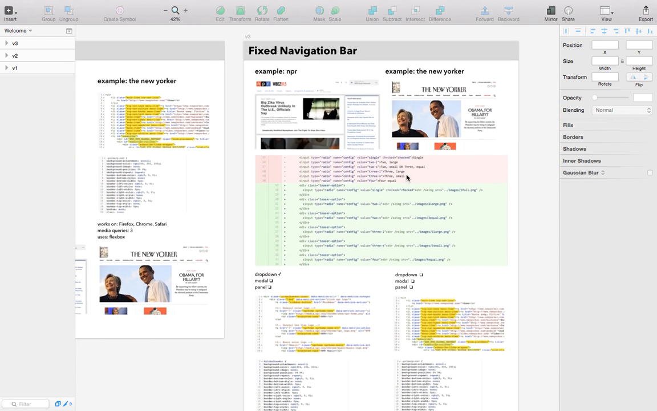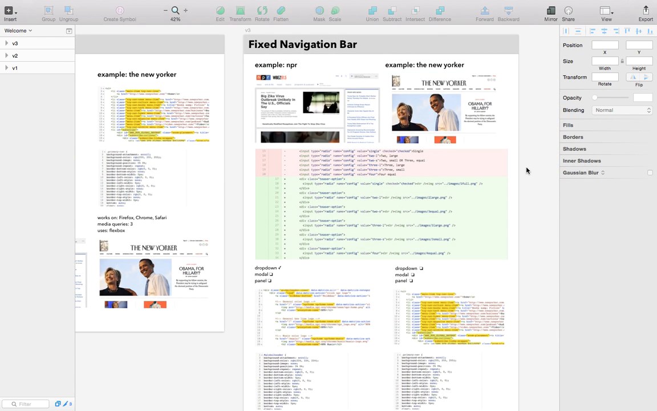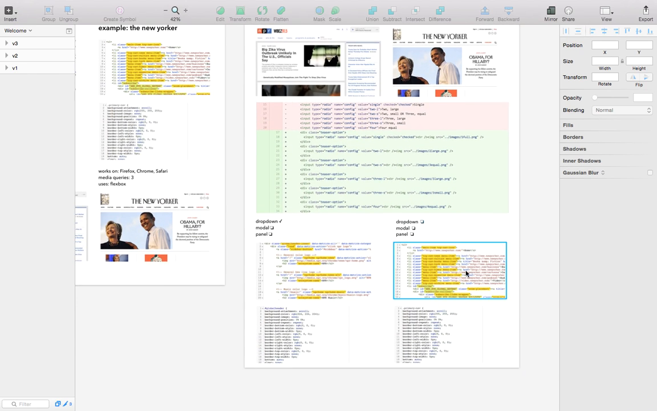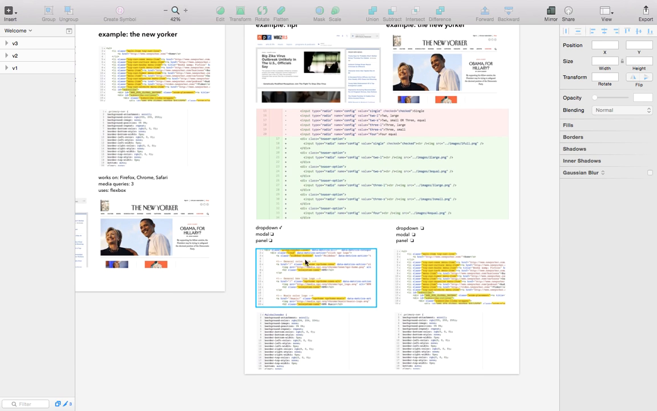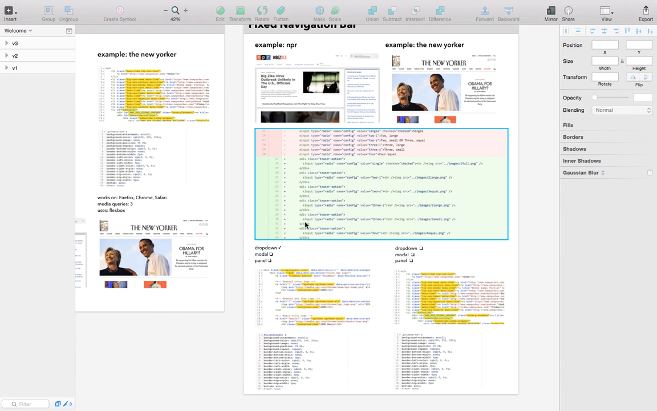And then finally, a more familiar git diff layout that combines the different implementations across different websites into one, and at the same time, compares different features of the same component. For example, NPR's website includes a dropdown in its fixed navigation bar, whereas the New Yorker does not. And so, again, adjusting for granularity and specificity in the implementation.